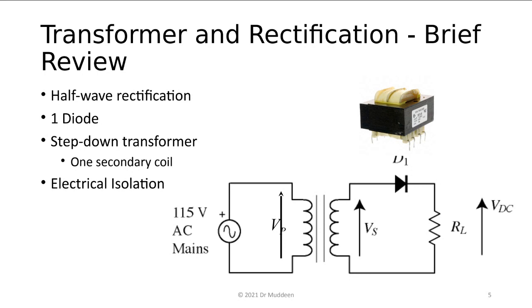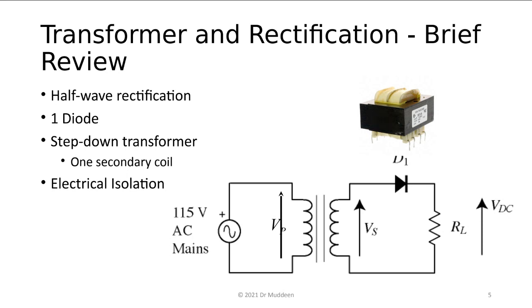So you have a transformer. One side of the transformer is the primary, right? You have 115, 120, that kind of thing on the primary side. And on the secondary, it's a step-down transformer, so the secondary voltage is going to be lower than the primary. It typically will have one secondary coil on the transformer, and the half-wave rectifier uses one diode.